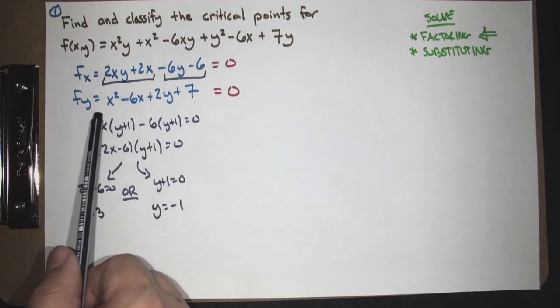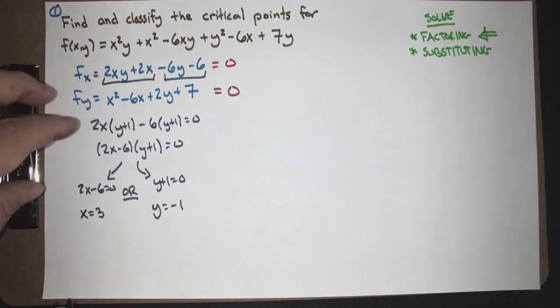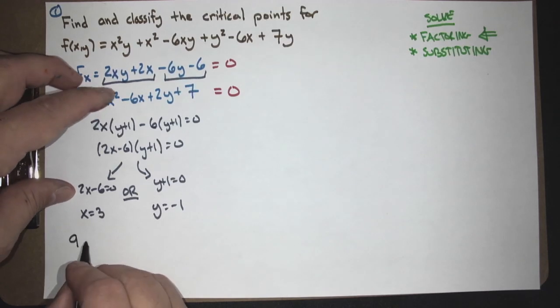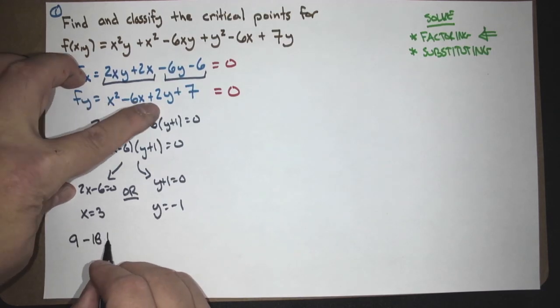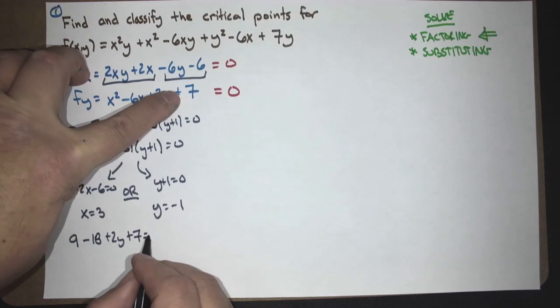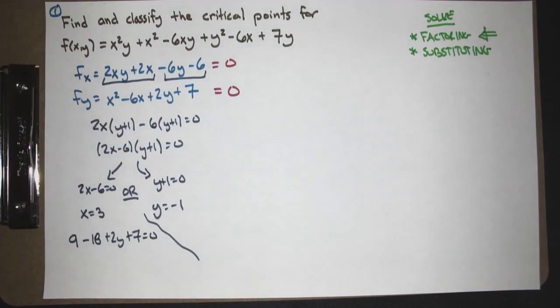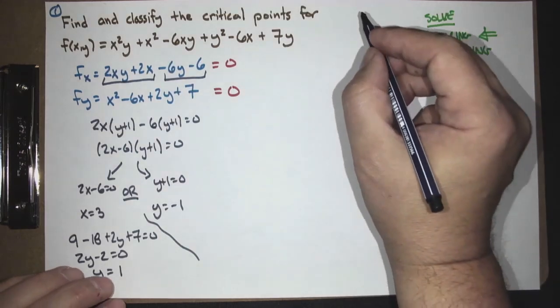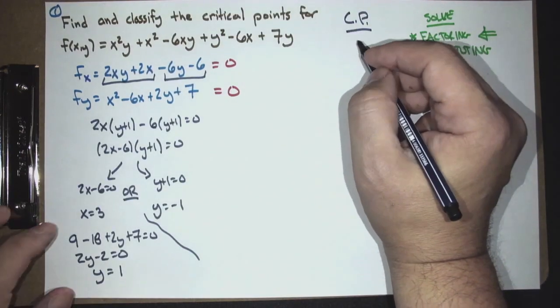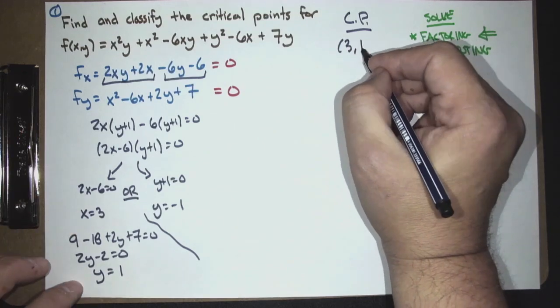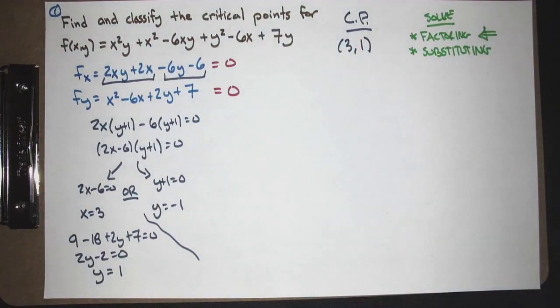We plug x equals 3 now into the other equation. So doing that, we'd have 9 minus 18 plus 2y plus 7 equals 0. 9 minus 18 plus 7 gives us negative 2. So 2y minus 2 equals 0. So y equals 1. All right, so what's our critical point? X equals 3, y equals 1. Okay, so we found one critical point so far.